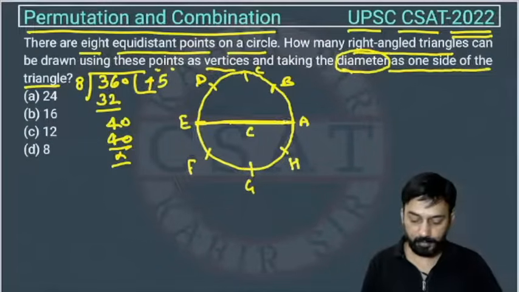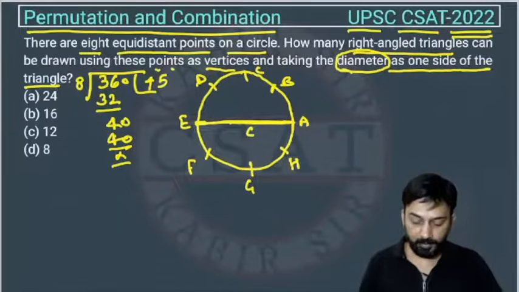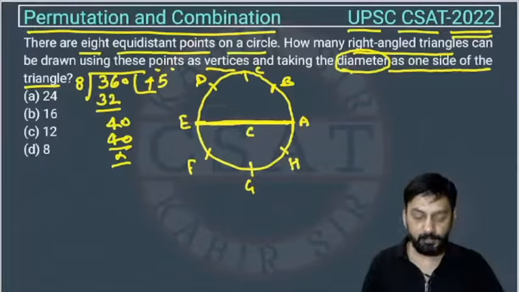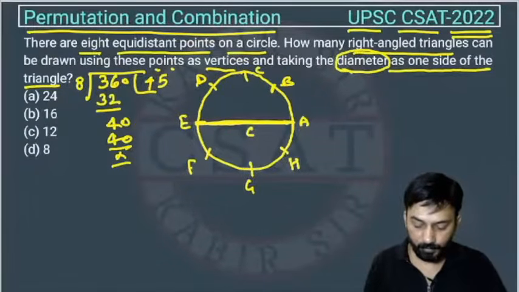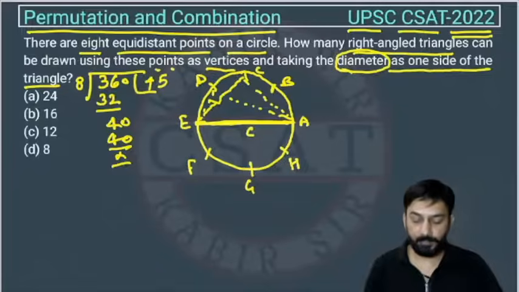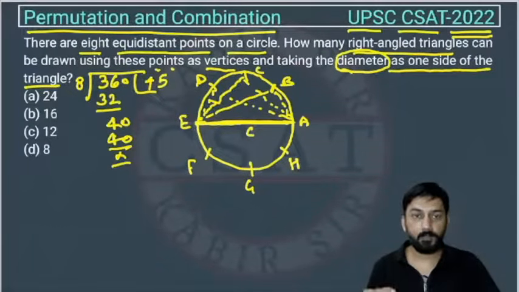Now with this diameter EA, how many right angle triangles can we draw? Here the question is using one property of the circle. The property is that if we take the diameter as one side, then any triangle you draw on this side with this point, suppose this one, will be a right angle triangle. Similarly, if you draw with this point, this will also be a right angle triangle. If you draw with this point, this will also be a right angle triangle. So this is a property of the circle.